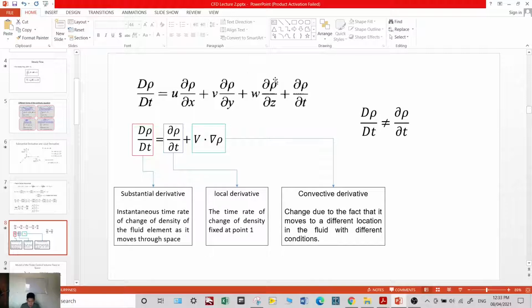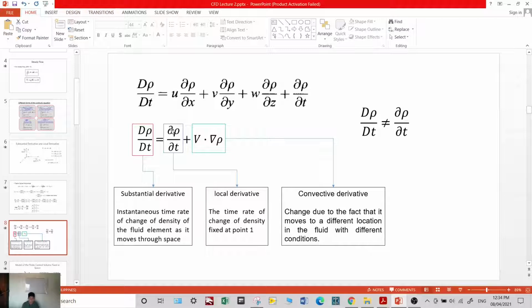Kaning tulo ka term, kung imo na siyang i-simplify, mahimo na siyang dot product of b dot delta rho. Okay? So, this term, kaning capital D rho over dt, this is what we call the substantial derivative, or the total derivative. So, this is the instantaneous time rate of change of density of the fluid element as it moves through space. So, mo ni ang change sa yang density as it moves, no, from point 1 to point 2.